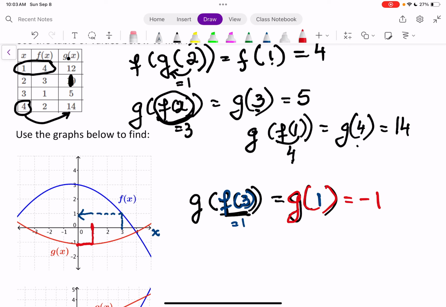Let's try this again. Let's start with an f. What is f of g of 0? So we're starting the story again with g of 0. So x is 0. Look on the function g. What do you see? You see -1.